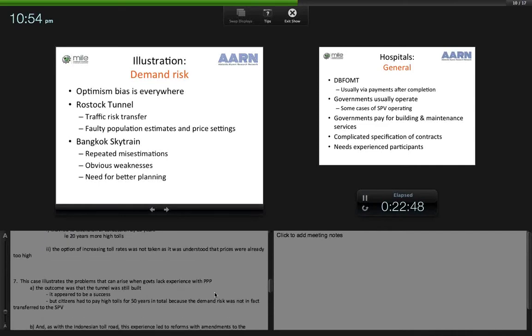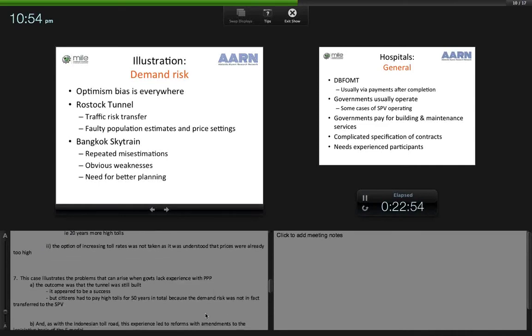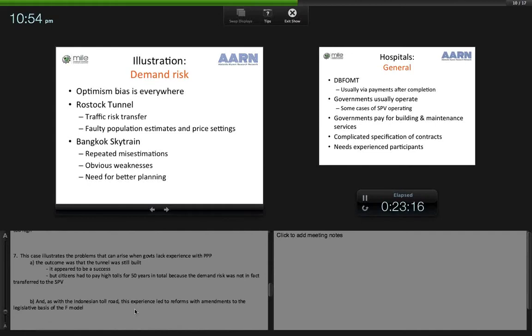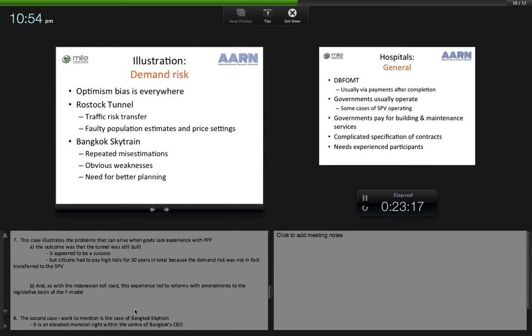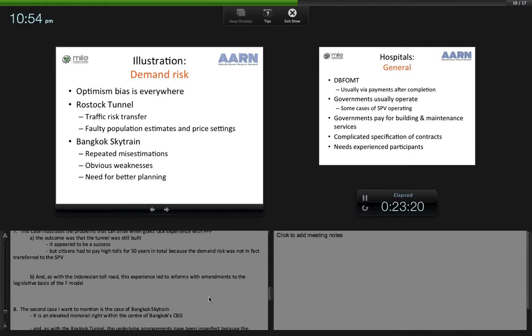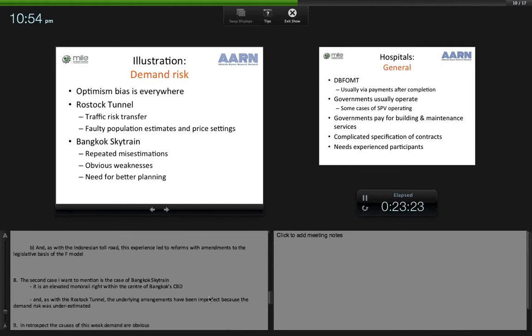The case illustrates the problems that can arise when governments lack experience with PPPs. As I say, this was a very early case in the German experience. The outcome was, again, that the infrastructure, the tunnel, was built. It appears to be a success, but the citizens had to pay high tolls for 50 years in total because the demand risk was not in fact transferred to the SPV. And as with the Indonesian toll road, this experience led to reforms with amendments to the legislative base of the F model.